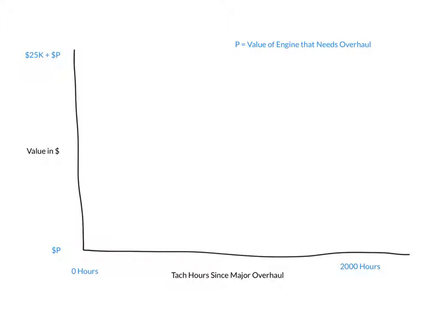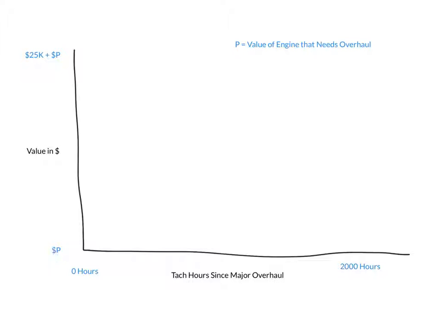It cannot keep compression and so forth, and as a result, we want that engine overhauled. It still has some residual value. Somebody can take it and use the parts or refurbish it or remanufacture it. We're going to call the value of such an engine P. All right? It's of little value for us in flying planes, but it's of value to somebody. And P represents the bottom of the value scale on this graph.